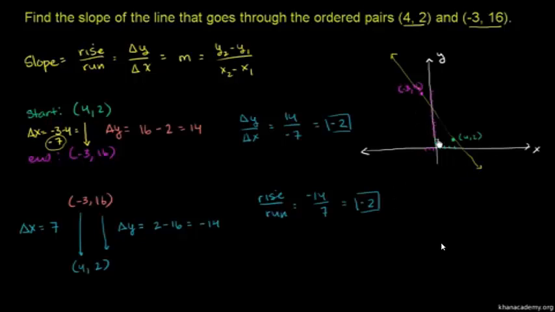And now notice, it's downward sloping. As you increase in x value, the line goes down. It's going from the top left to the bottom right. As x gets bigger, y gets smaller. That's what a downward sloping line looks like.